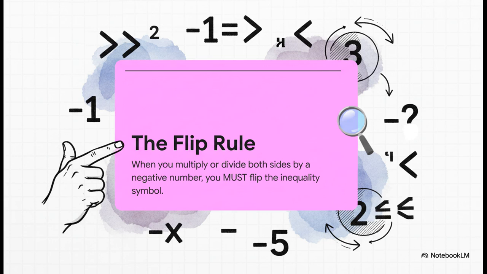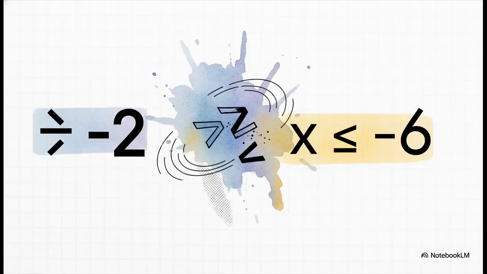So greater than becomes less than, or equal to becomes greater than or equal to. It just flips right around. So back to our problem. Since we divided by a negative 2, that greater than or equal to symbol does a complete 180 and becomes less than or equal to. And that's it. That's the whole game. The final answer is x is less than or equal to negative 6.